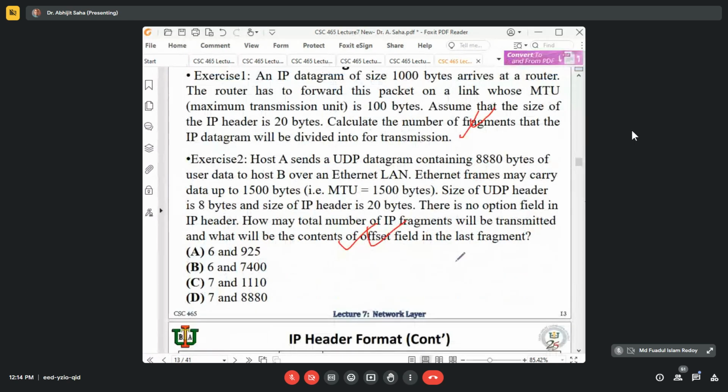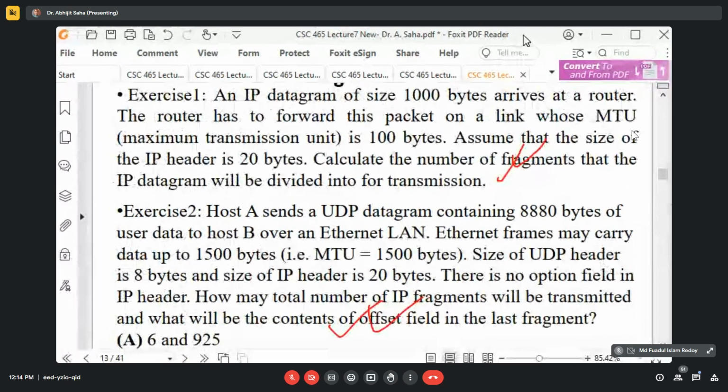Has anybody solved it till now? Sir, yes, I solved the first one. Sir, I solved the first one, but I have a problem with the second exercise. Okay, solved both. Okay, very good.